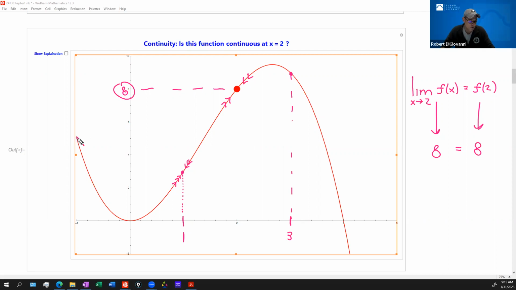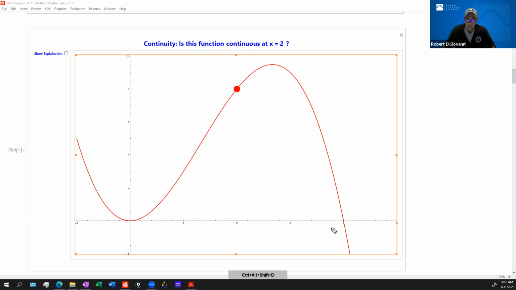I mean, of course, the graph keeps going. We don't know what it does over there, but from what you can see here on the screen, do you see any places where you would not have continuity? No. Yeah, it looks like there's nothing. It looks like it's continuous at every point, right?